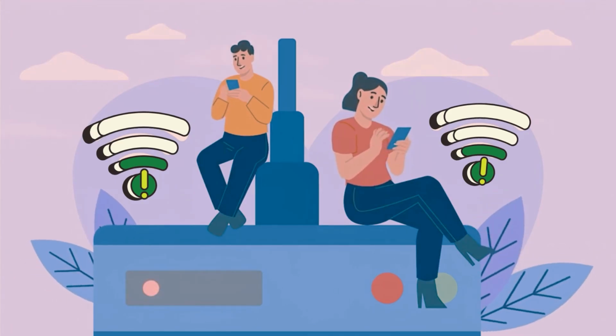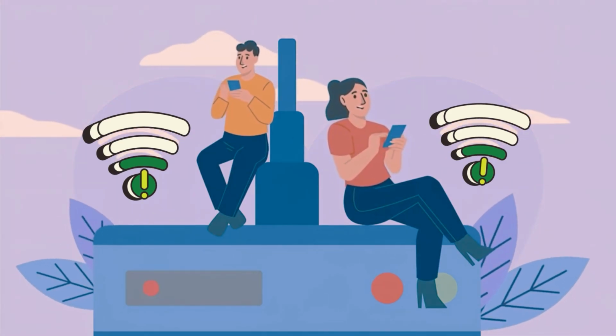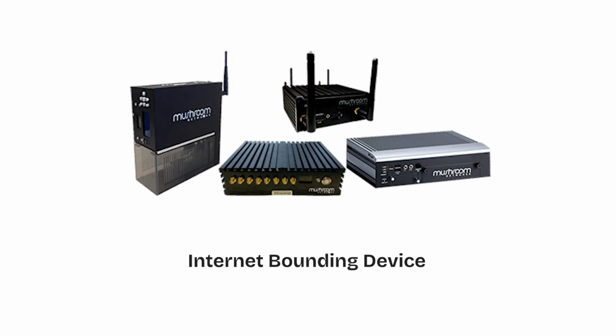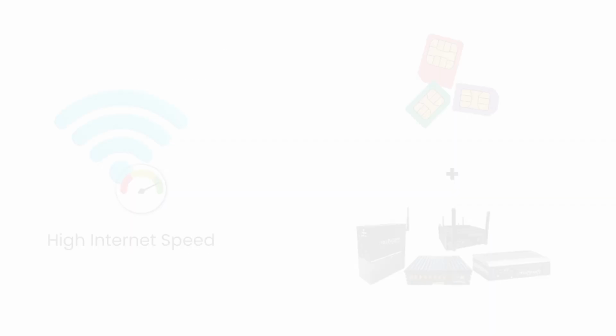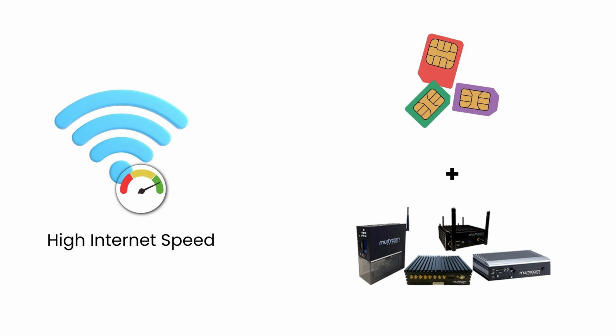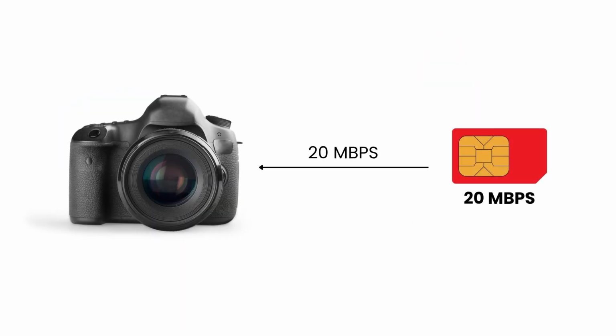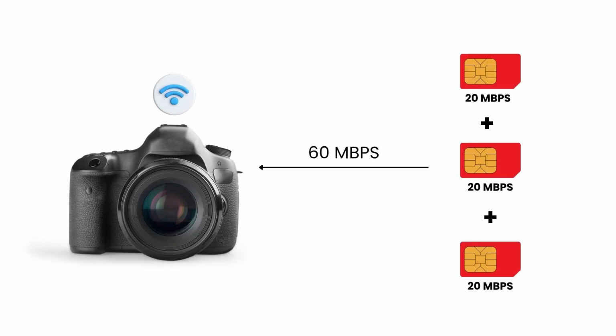If you're facing unstable internet during your event or live stream, here's a simple fix. You can use internet bonding devices. These devices combine multiple SIM cards to create one strong, stable connection. For example, if each SIM gives you about 20 MBs upload speed and you connect 3 SIMs, the device can bond them together to give you around 60 MBs of stable upload speed.